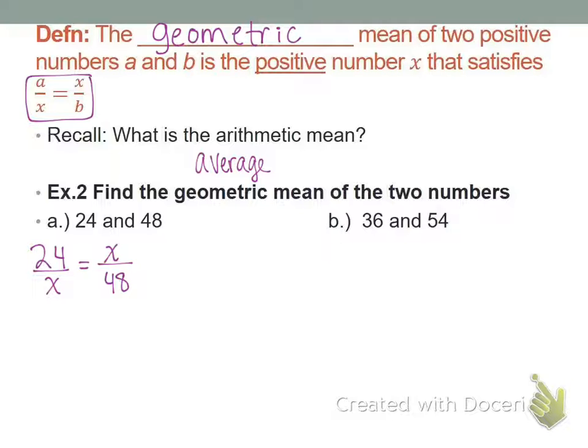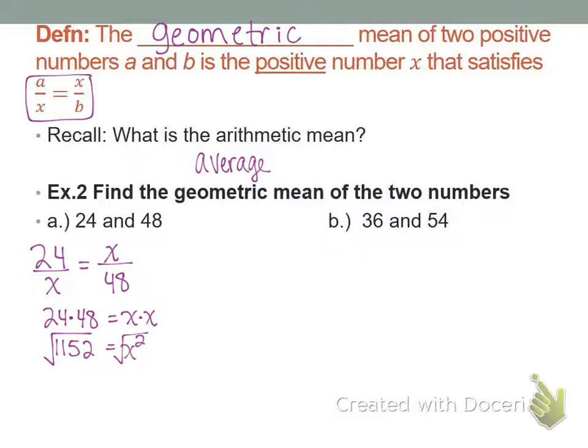To solve this, I need to multiply 24 times 48. I also need to multiply x times x. 24 times 48. Ooh, little 1,152. Okay. Equals x squared. Then we would need to square root both sides.